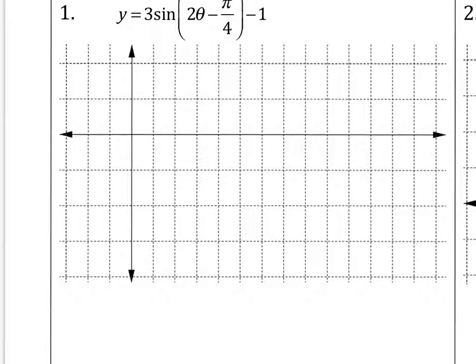Let's graph some trig functions. First off, we've got 3 sine of 2 theta minus pi over 4, minus 1. First things first, let's draw my midline at -1. And I'm going to use my amplitude just to get an idea that I should be going up to this line at +2, down to this line at -4, just to get an idea where this thing is going to be focused.